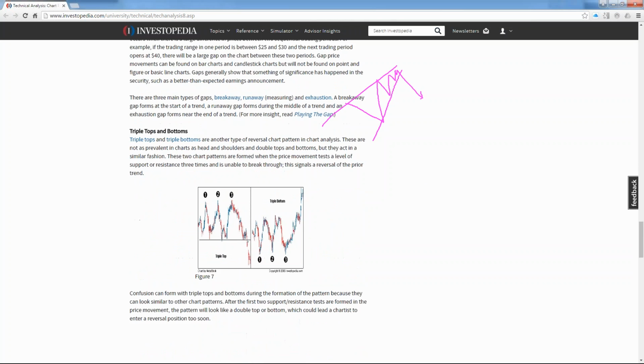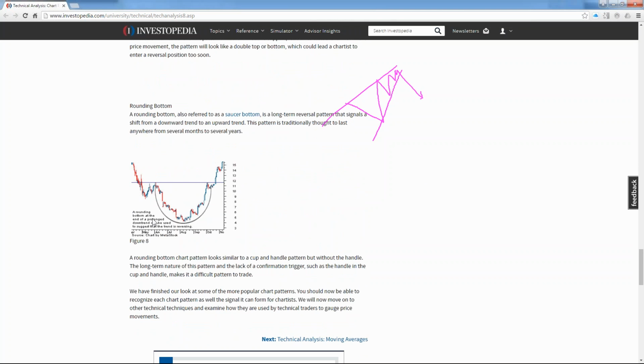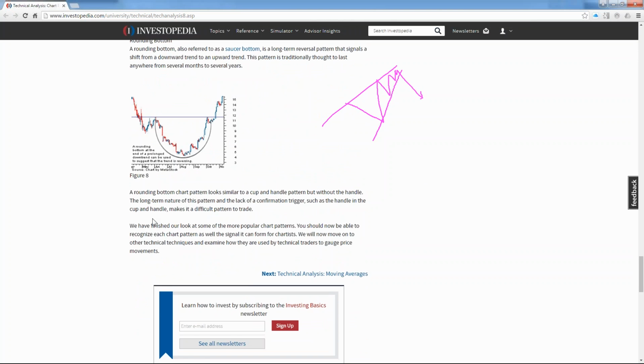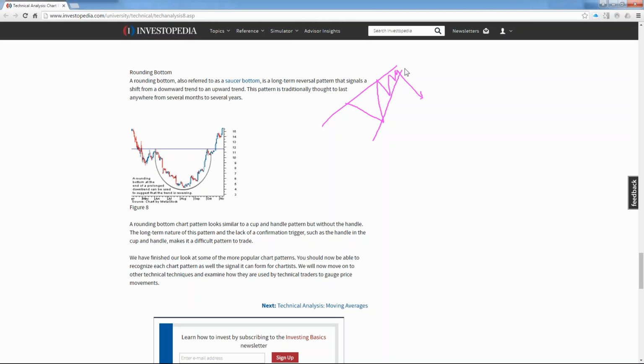Then you have the cup, this one I want to show, the rounding bottom, okay? This is also known as a cup and handle. Now, what is a cup and handle? Extremely powerful pattern. The pattern is traditionally thought to last anywhere from several months to several years. The bigger the cup, the bigger the rise. Nowadays, because of the advent of machines, it doesn't take a couple of years. It takes a couple of months, if not a couple of weeks, in the case of the cup and handle.